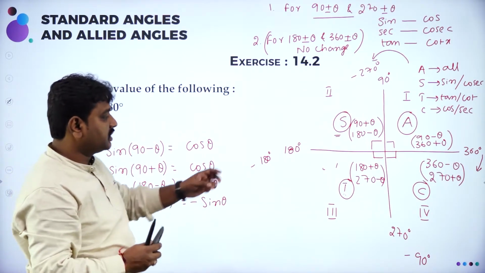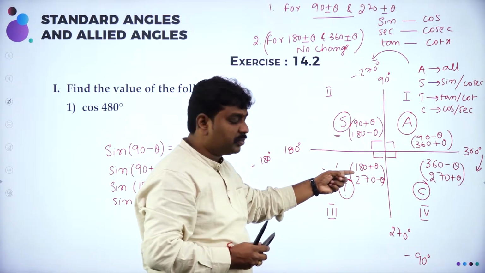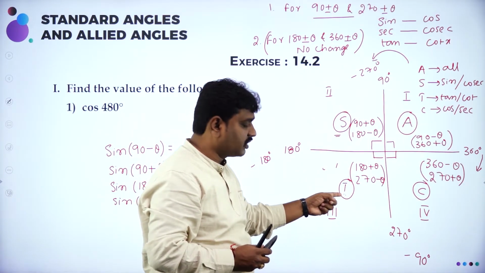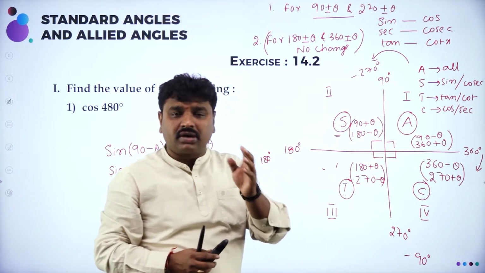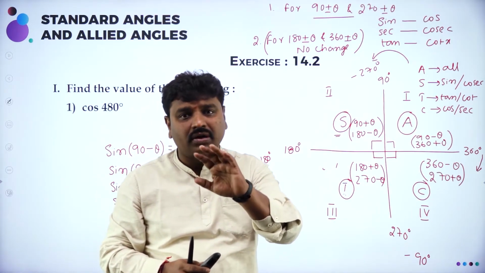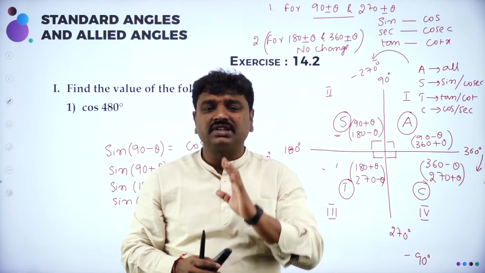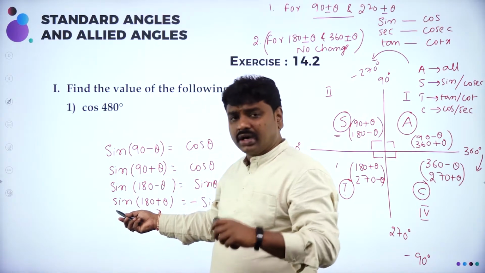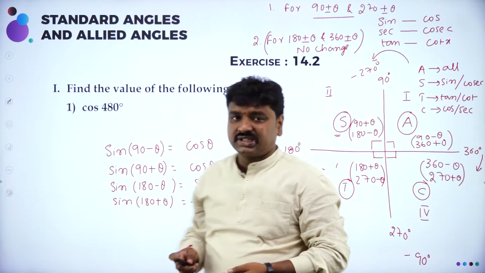So see, 180 plus theta lies in the third quadrant. In third quadrant, alphabet is T. T means tan or cot. If your question is tan or cot, then the answer is positive. Otherwise negative. Here your question is not tan or cot, so that's why it is minus.